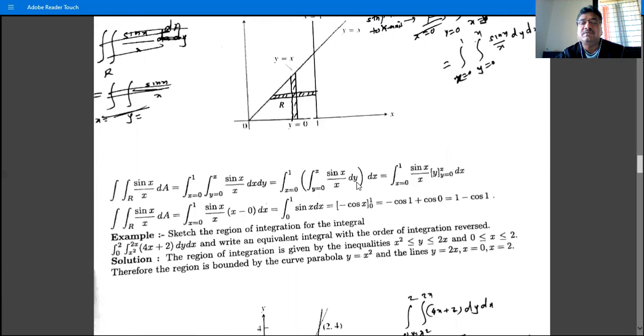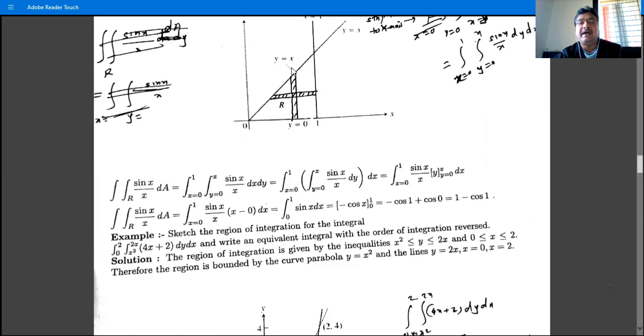We have to integrate first with respect to y now. So take a strip parallel to the y axis. This vertical strip is parallel to the y axis, because integration of sin x by x with respect to x becomes complicated. But integration of sin x by x with respect to y is very simple, because sin x by x becomes a constant with respect to y. Its integration is sin x by x into y. So integration with respect to y first is simple.